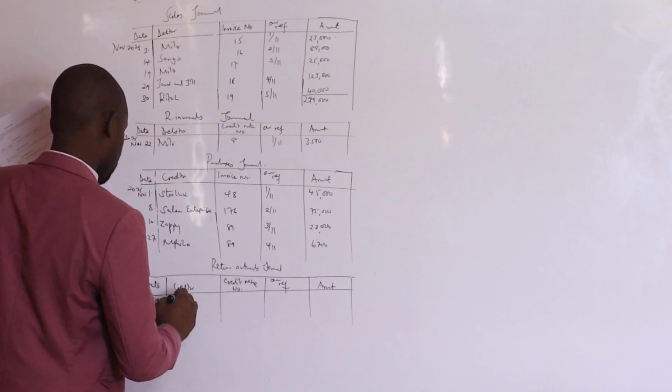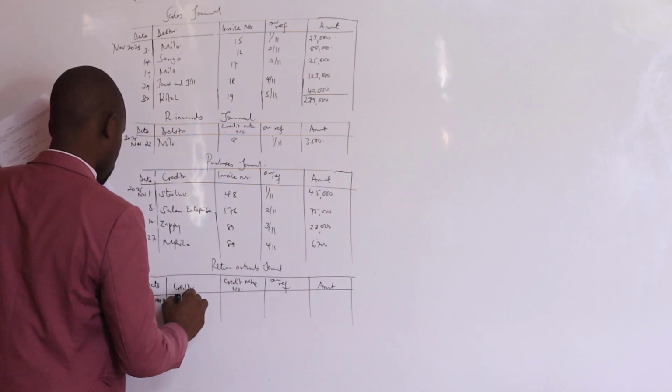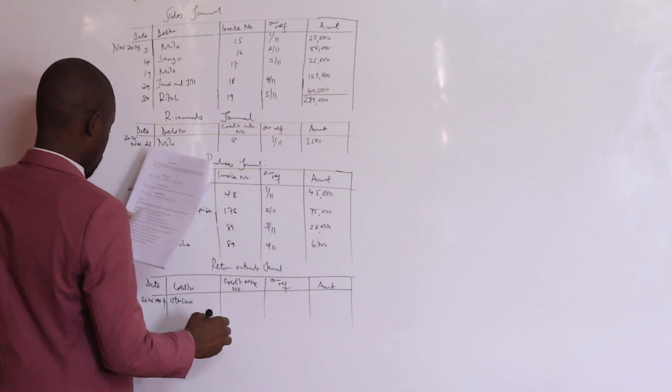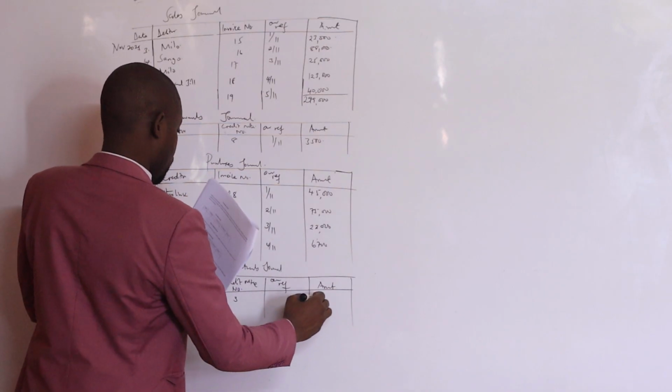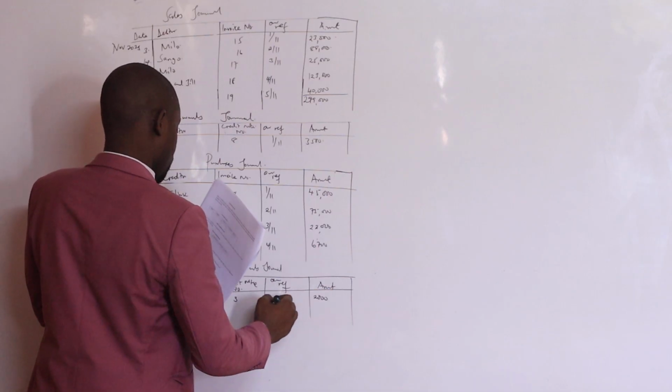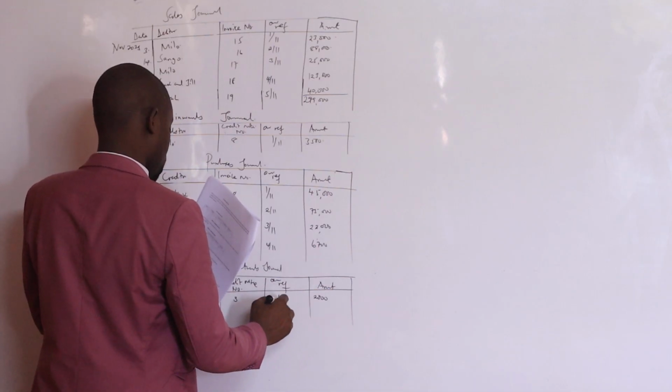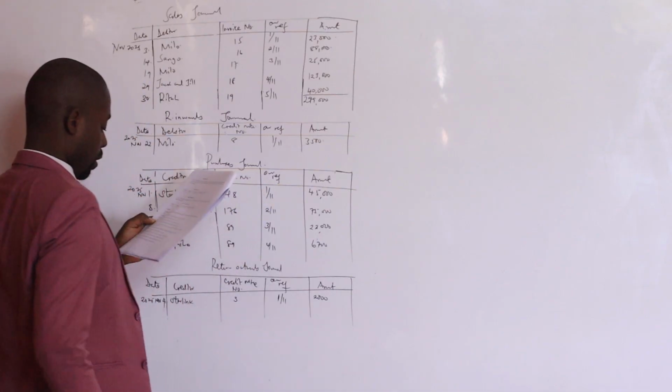Sterling. Give us a credit note number 3, 2,000. The first return in the month of November, so 1/11, the reference.